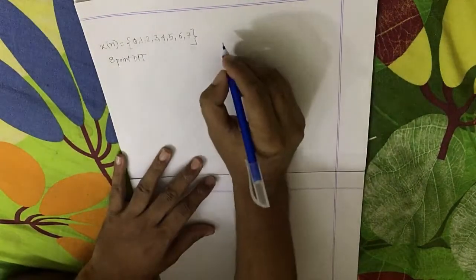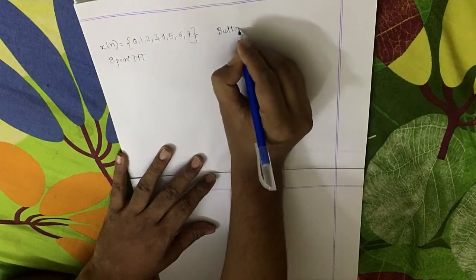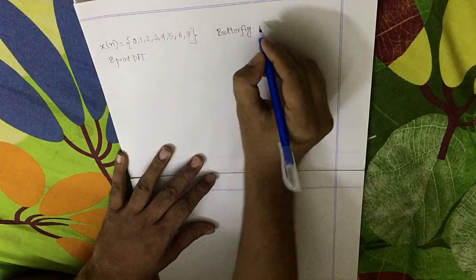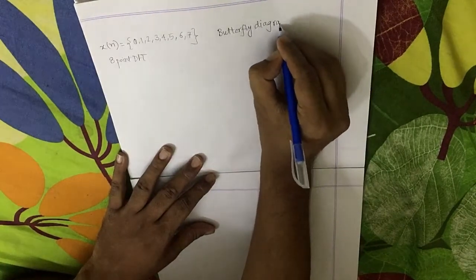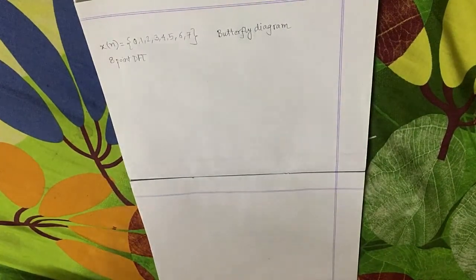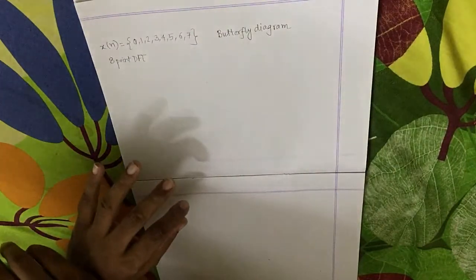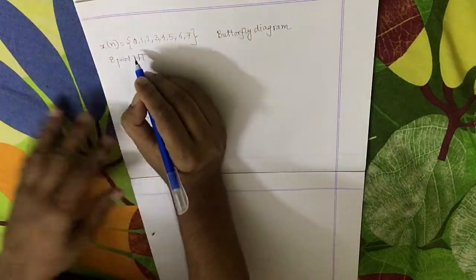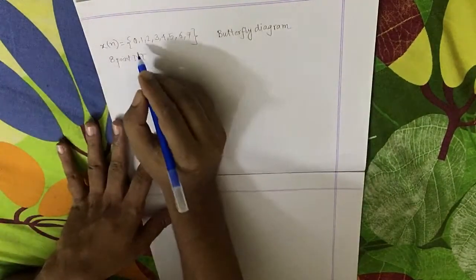And the method that we are going to use to solve it is called butterfly diagram, or sometimes it is called the butterfly method as well. What is the first step now? So I guess you all are familiar with the position or indexes. I guess you all are familiar with index.